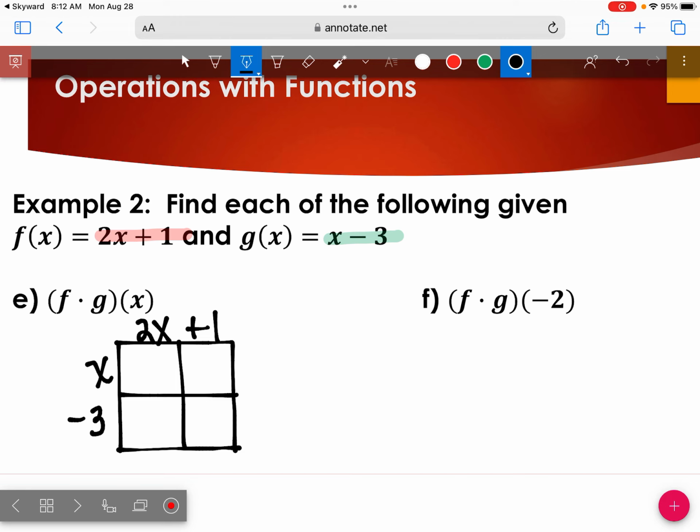So I'll give you a moment to fill in the 4 squares. Combine your like terms.